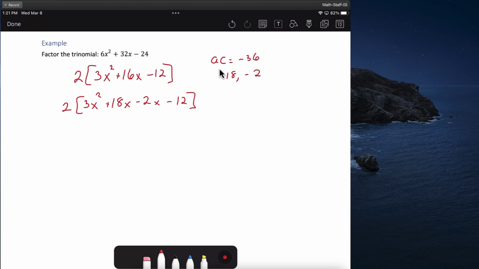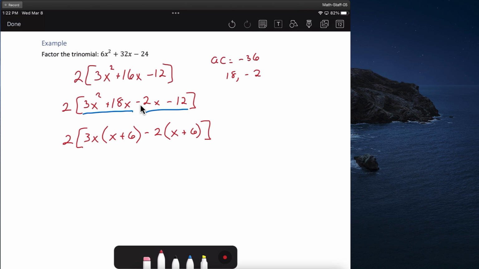Factor by grouping. Looking at the first two terms, let's factor out their greatest common factor. Keep in mind that 2 is out front. 3 and 18 have a 3 in common and an x in common. So we have x plus 6 left over. Looking at the second set of terms, we have a 2 in common, and since the leading number is negative, we'll pull out a negative 2. And we're left with x plus 6.